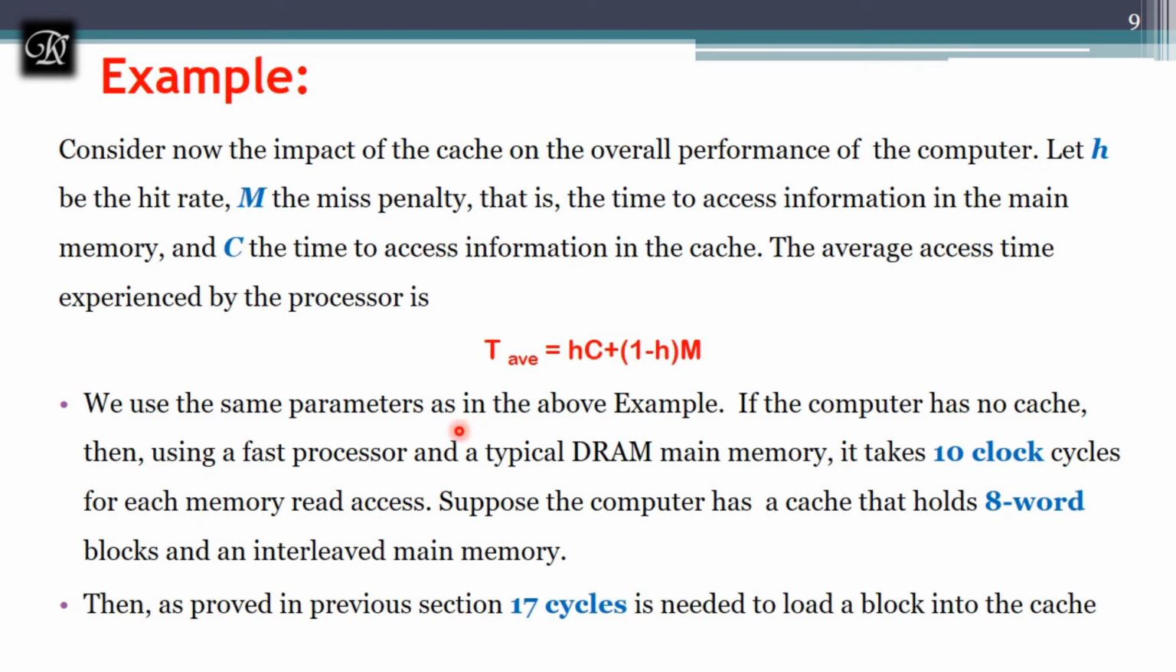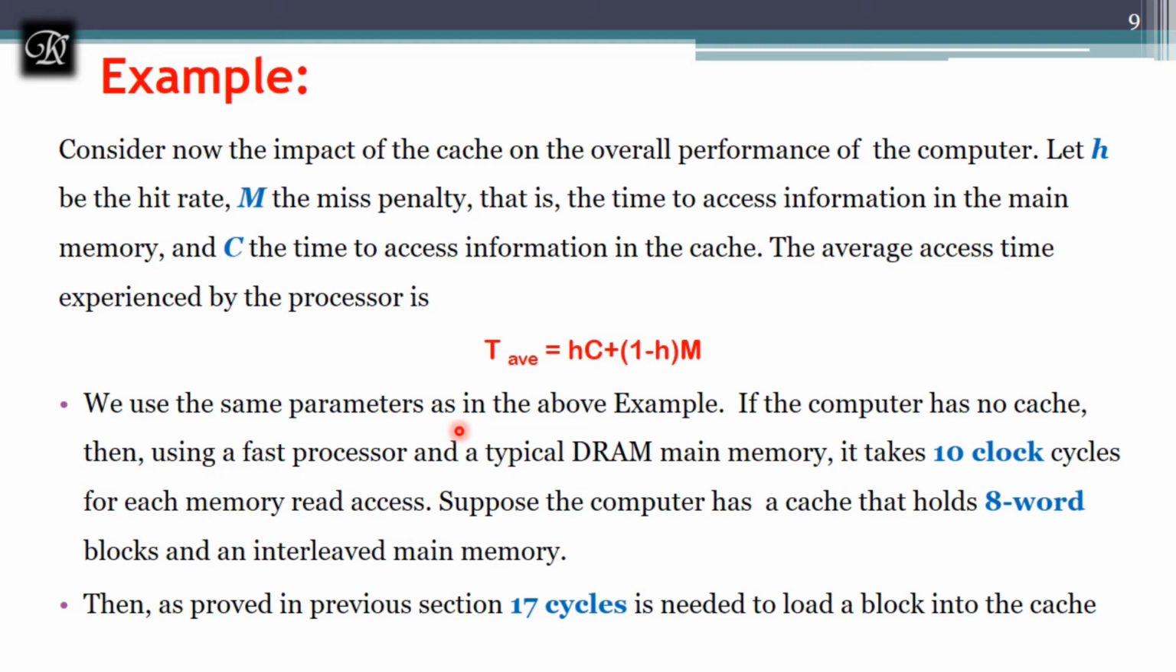We use the same parameters we discussed in the previous example: 38 clock cycles to read 8 words from the memory without interleaving, and 17 clock cycles to read 8 words with interleaving of 4 modules. We access the 4 modules in parallel, so we achieved a factor of 2 improvement. So we got 17 clock cycles to access. With the same example, we are continuing over here.